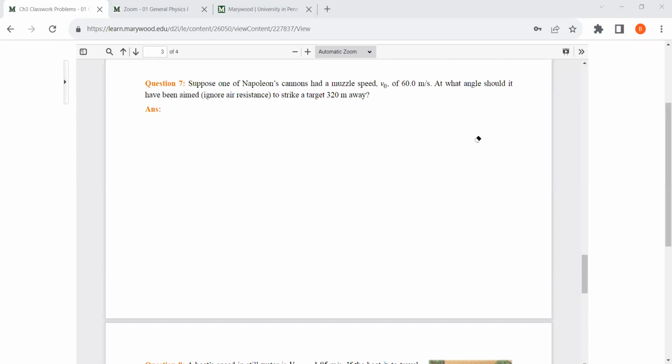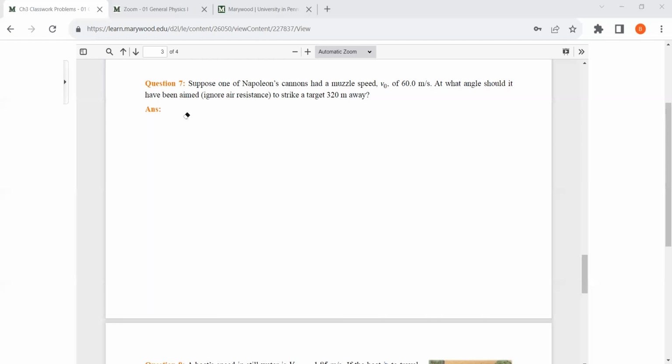Okay, so there are many ways to solve this problem. Here let's use the horizontal level range equation. We can use our regular equation also, but let's use the horizontal level range, which we already derived in class, I mean in theory class. So what was the equation for the horizontal level range?